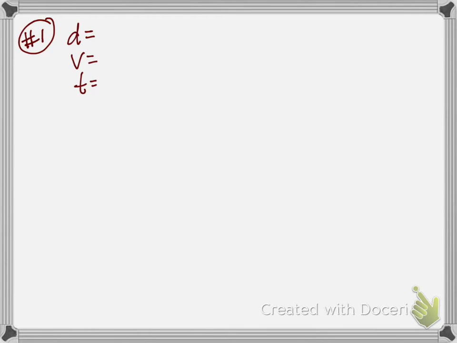Now I'm going to go back into my problem and see what I'm given, and I'm going to write that down, okay? So I look back at my problem, and it says, find the velocity in meters per second. Okay, so that's what I'm looking for. So I'm going to put a question mark here next to velocity. I don't know that. That's what I'm looking for.